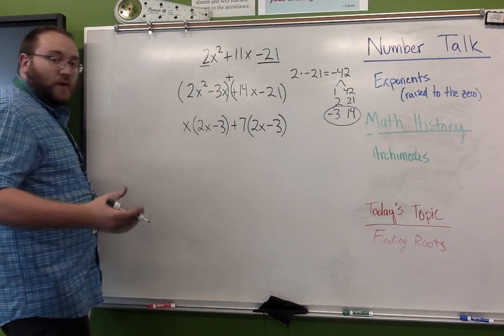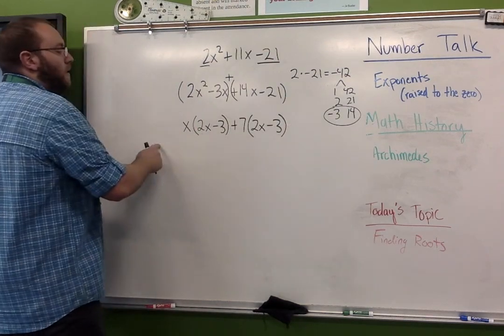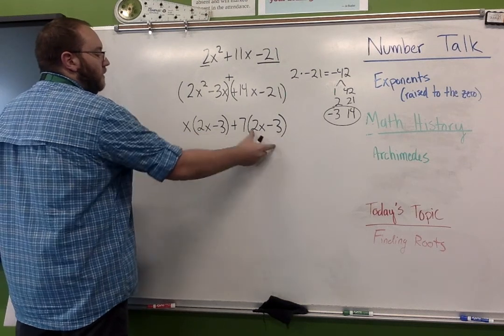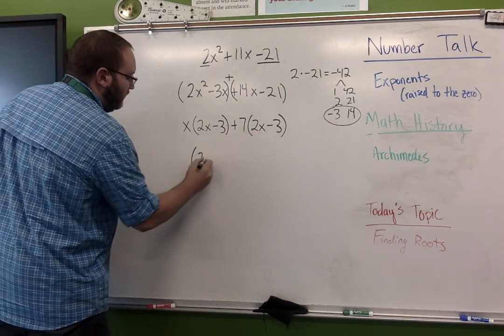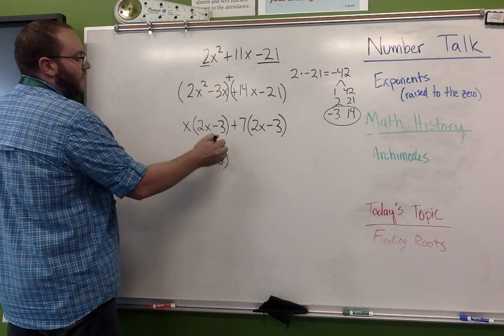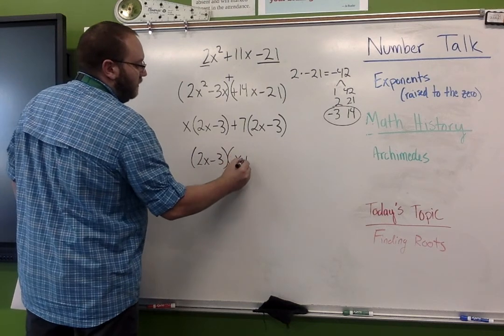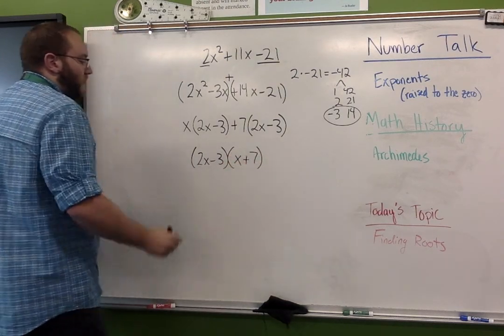Now, step 6, greatest common factor of the entire polynomial or the entire expression here, which is 2x minus 3, right? These are identical. So I'm going to factor out a 2x minus 3. Here I'm left with just an x. And here I'm left with just a 7. And there's your answer.